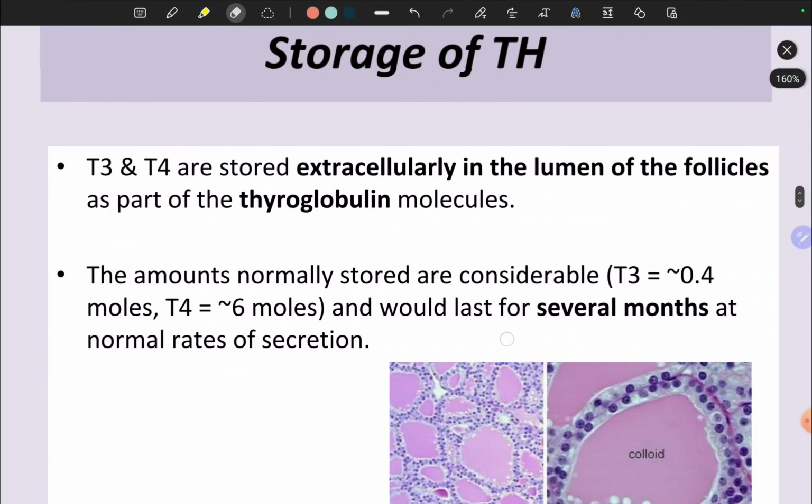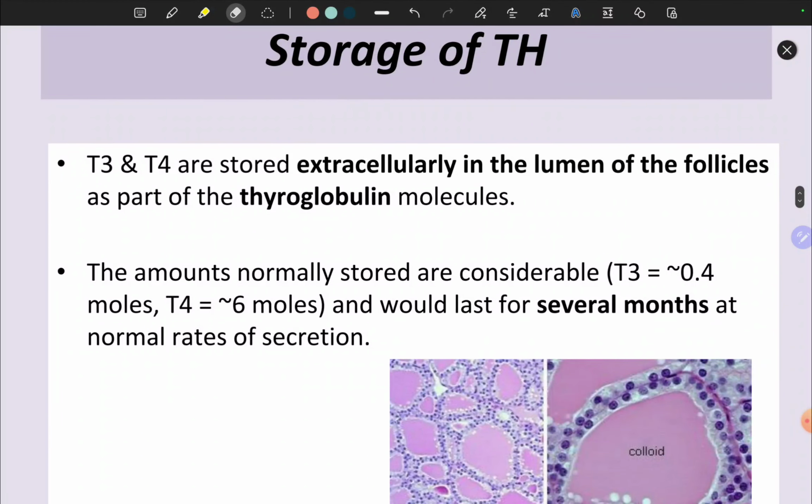The amount normally stored is considerable. It is a very large amount.